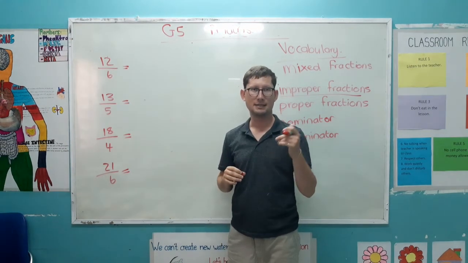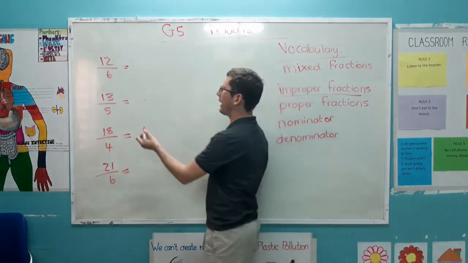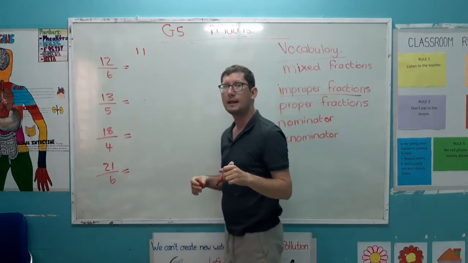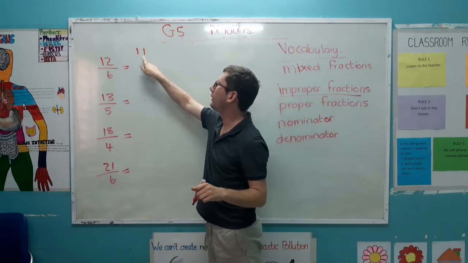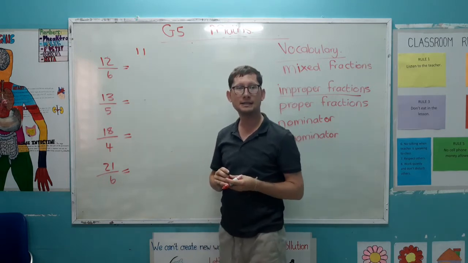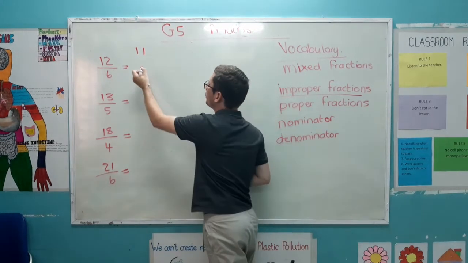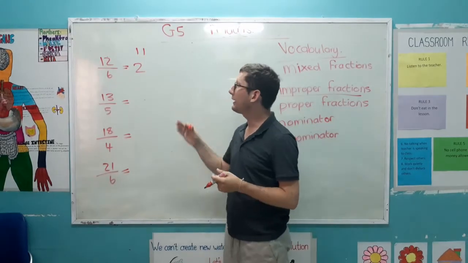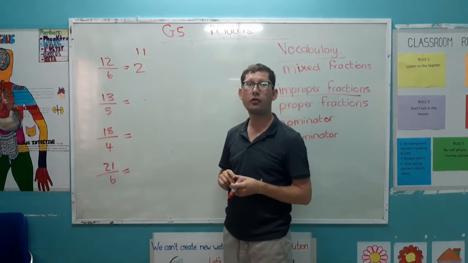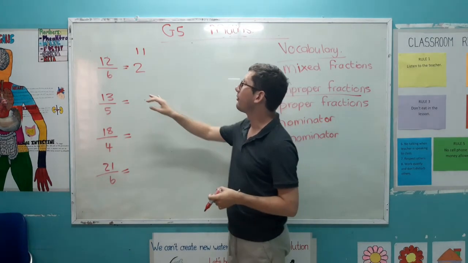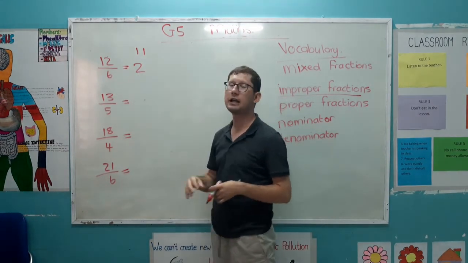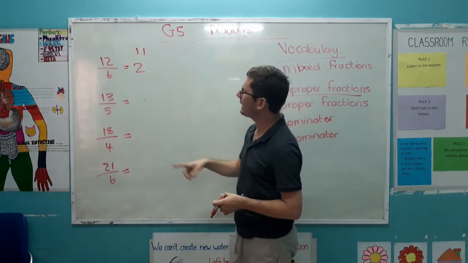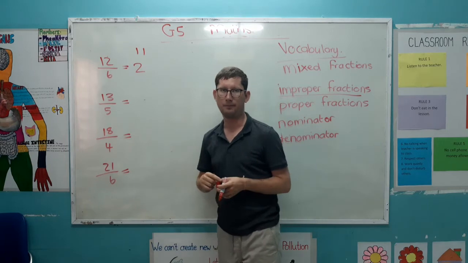Count in 6. 6, 12. So we have 1, 2. So it means 6 goes into 12 2 times. And is there a remainder? No, there is no remainder. So that would be your answer, and that would be a whole number. But let's have a look at the second one.